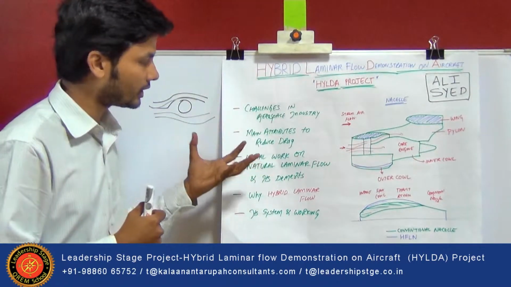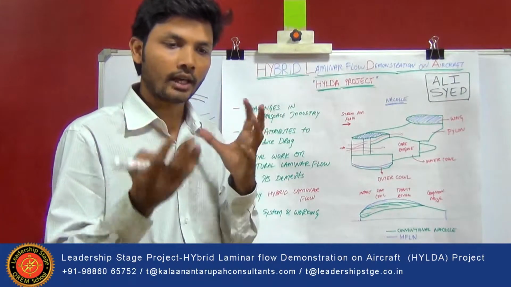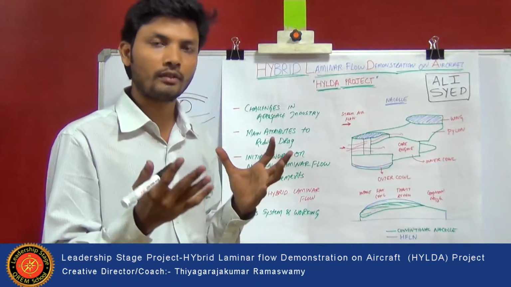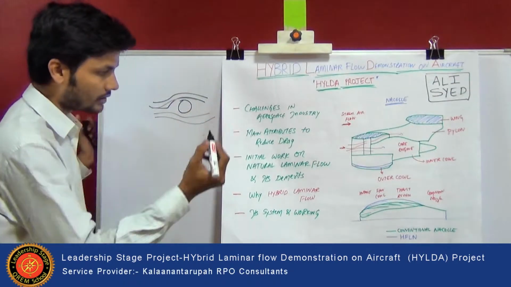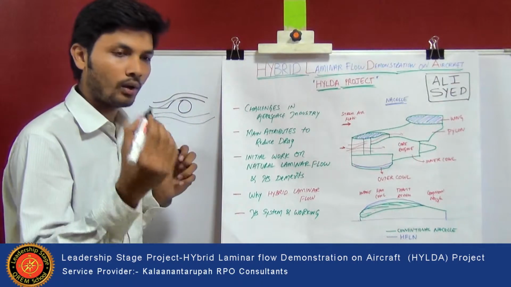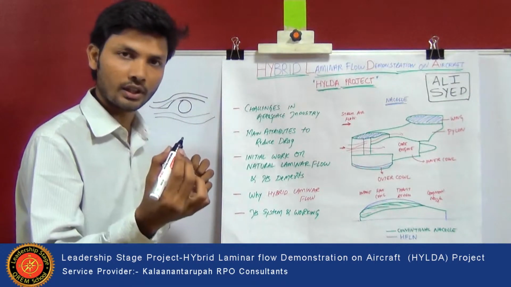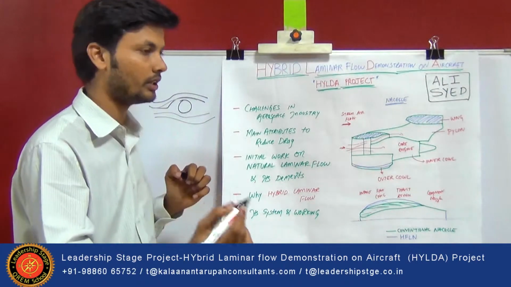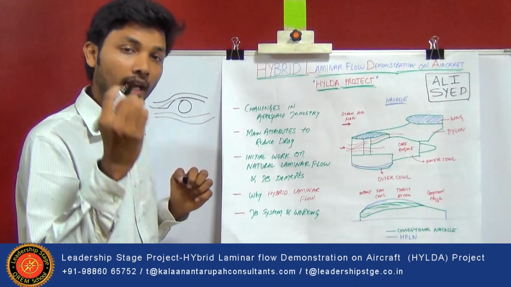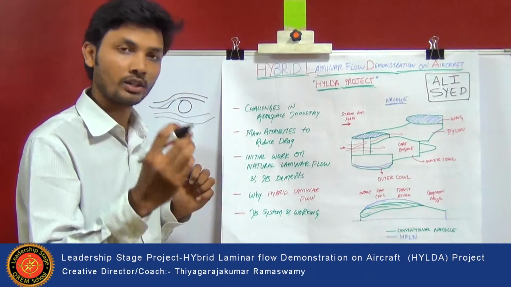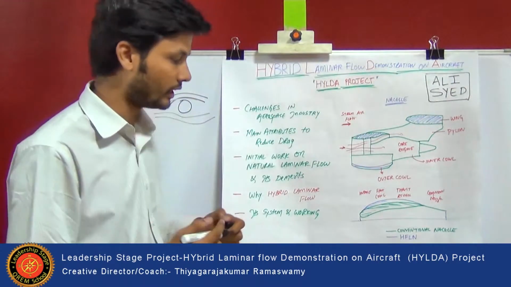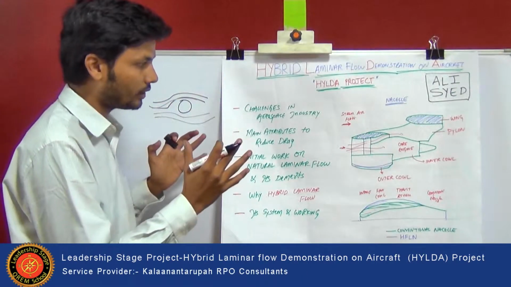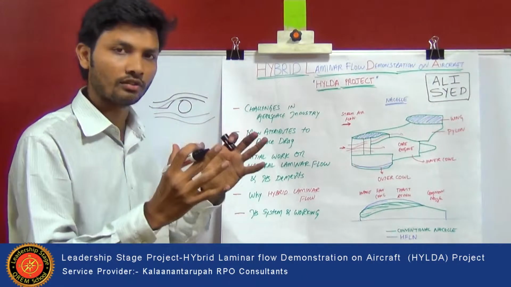To design the nozzle, the conventional planes which were used before had a certain kind of blunt tip lip section. I'll explain the differences between the conventional nozzle lip section, the natural laminar flow lip section, and the hybrid laminar flow demonstration, with respect to the lip section of the nozzle.